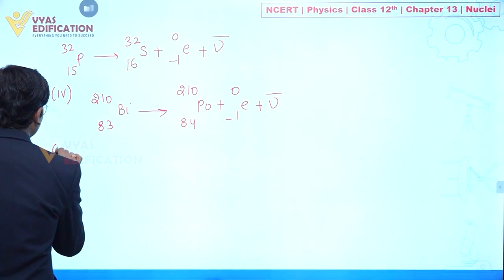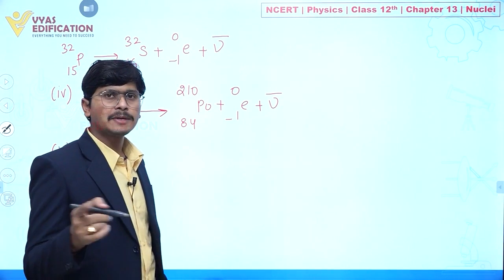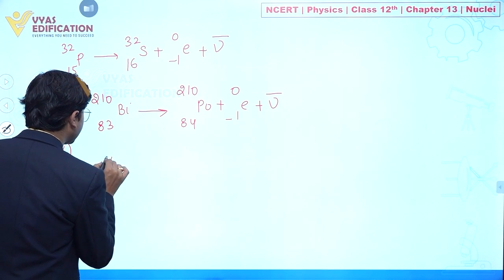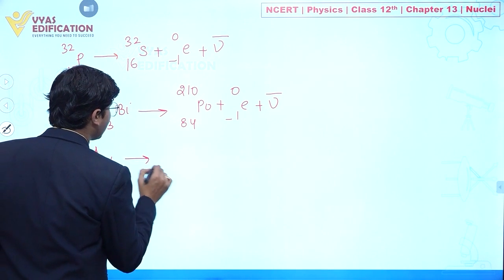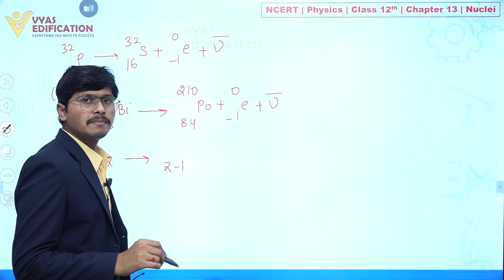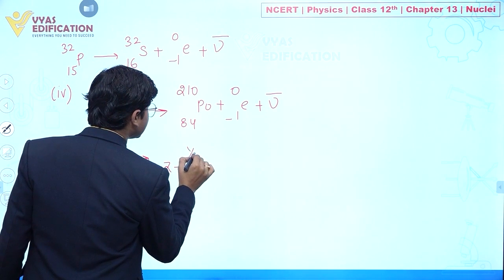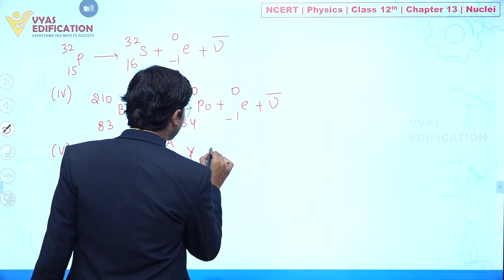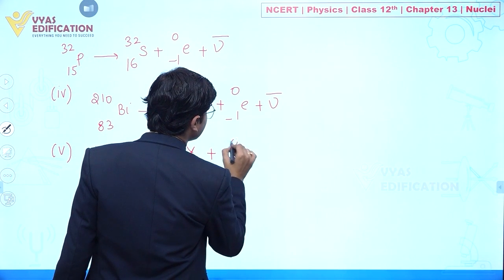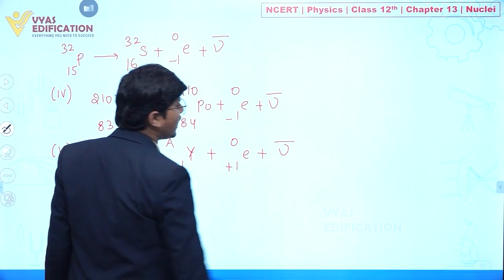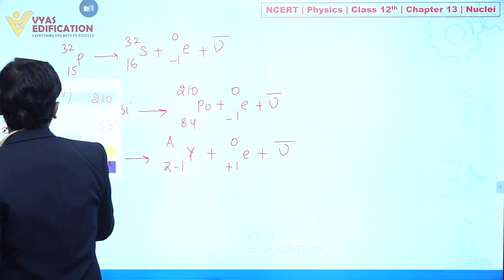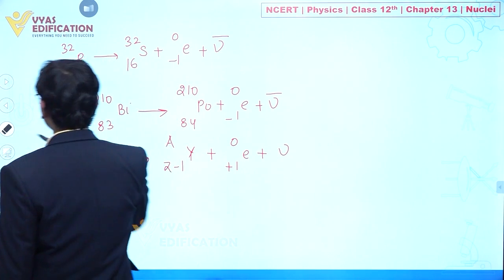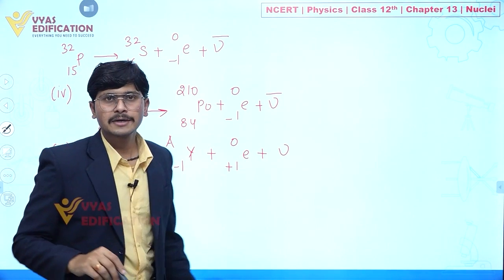Now listen carefully. Whenever we have beta plus decay, suppose we have Z X A and beta plus decay, it means the atomic number decreases by 1, this is Y, and there is no change in the mass number. Plus the positron is emitted, and definitely we can see a neutrino particle is also emitted.